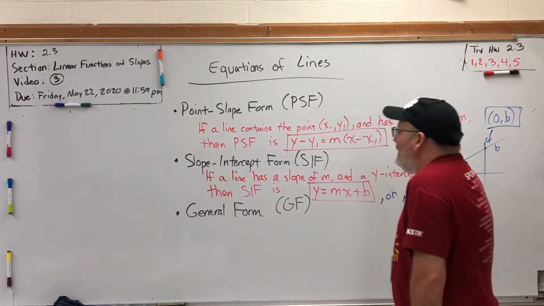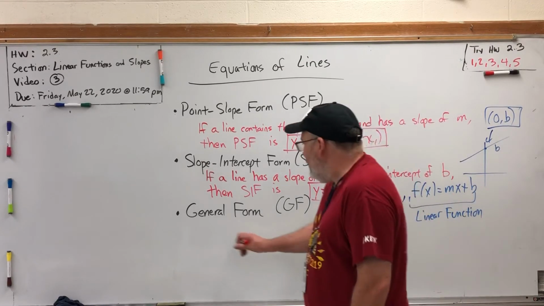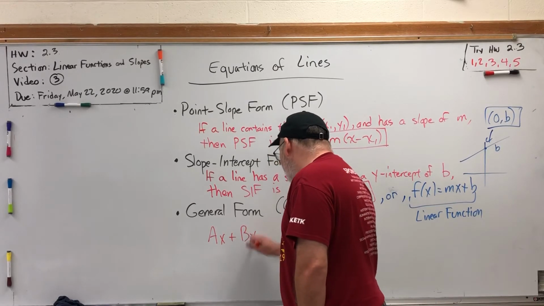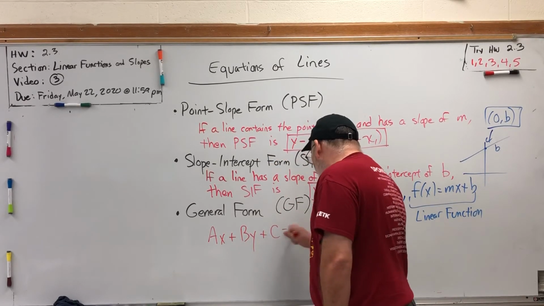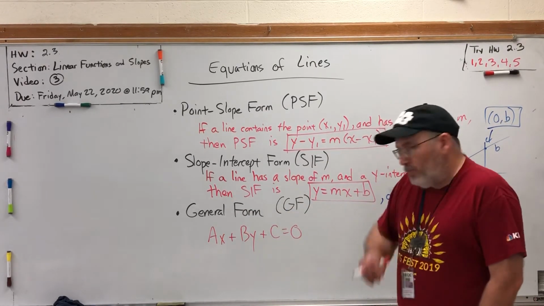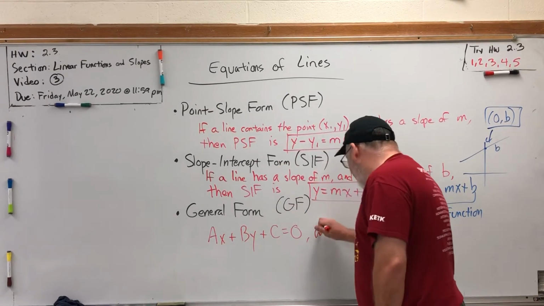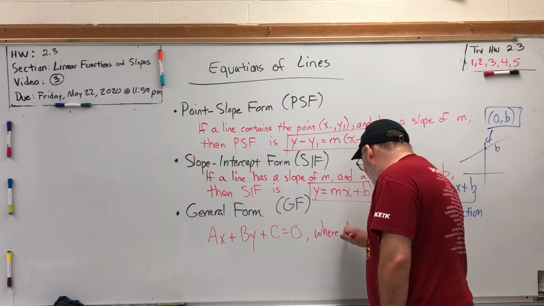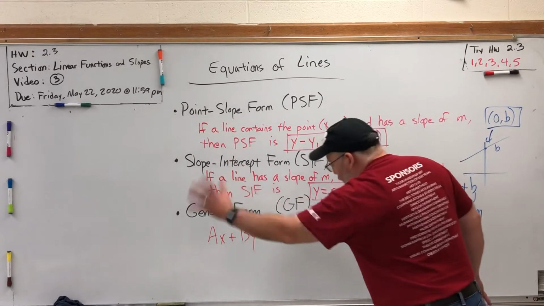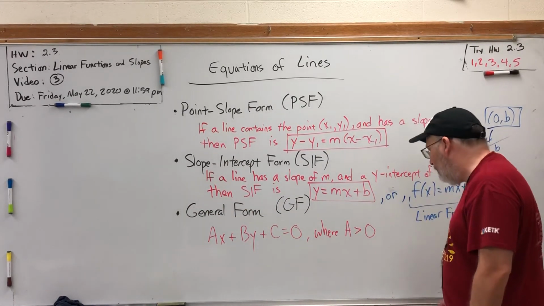Or I'd be surprised. Anyway, so general form doesn't contain any specific information. It just looks a certain way. General form is capital A times x plus capital B times y plus c is equal to 0. So in other words, everything on the left and 0 on the right. But wait, there's more. In order to look pretty, the first coefficient, which is a, is positive, and you can always make it positive because if it's negative, you can just move everything to the other side, everything would change signs, and it would end up positive anyway.